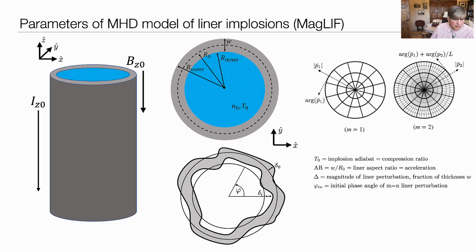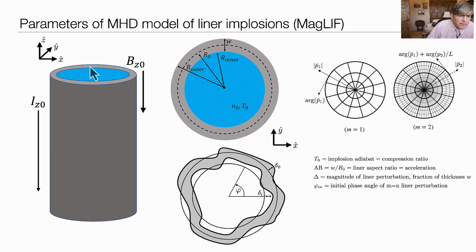And now let me go to the example, and that shows how well this pipeline works. I'm going to be looking at magnetohydrodynamics, so there are going to be 7 fields. The example is the MagLIF implosions at the Z machine, the pulse power machine at Sandia National Laboratory.